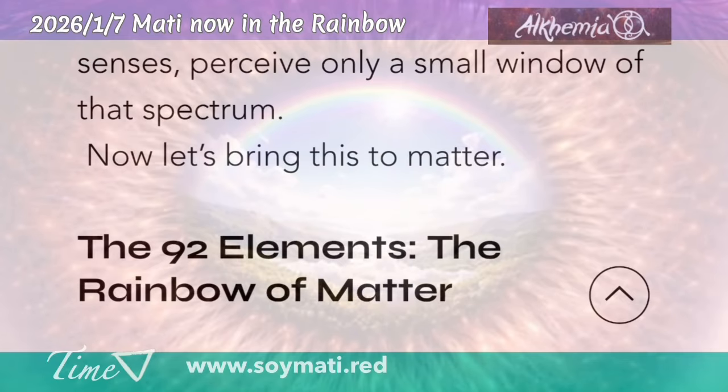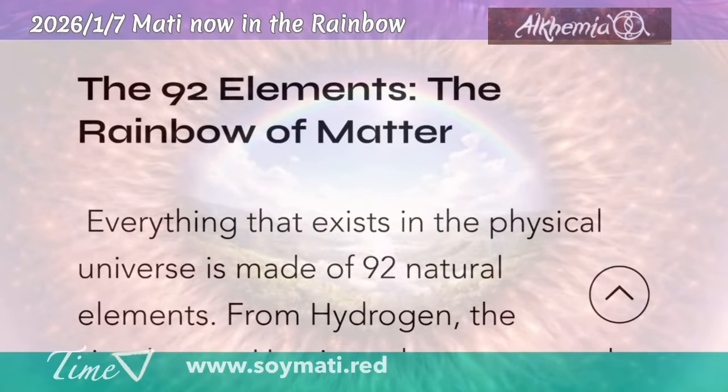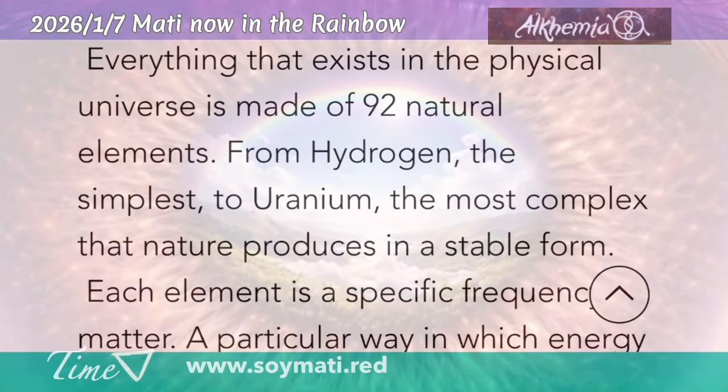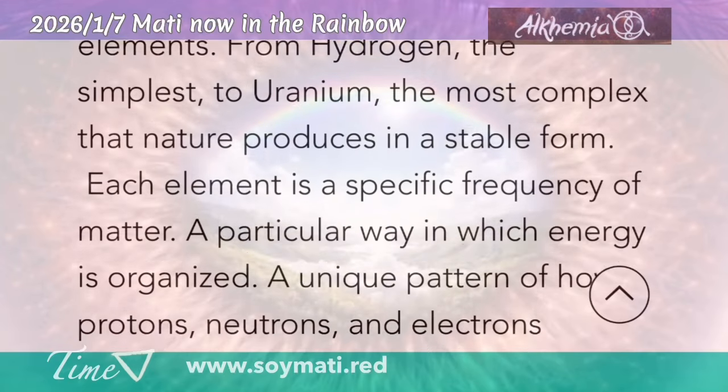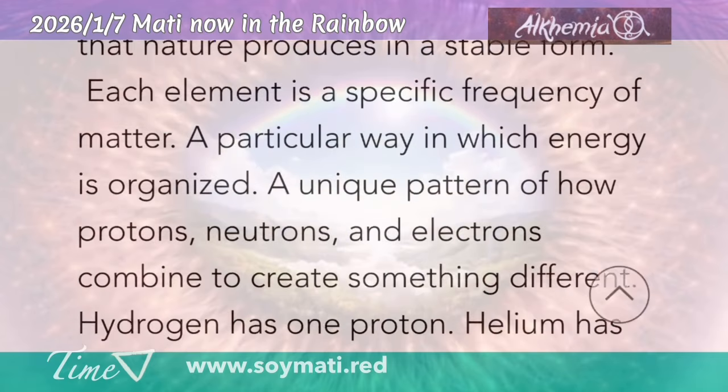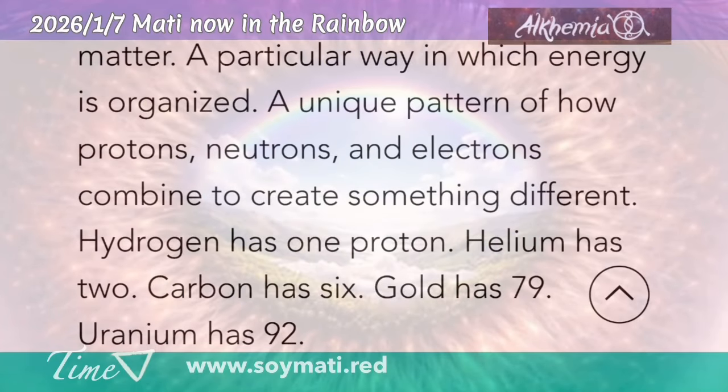Now, let's bring this to matter, the 92 elements, the rainbow of matter. Everything that exists in the physical universe is made of 92 natural elements, from hydrogen, the simplest, to uranium, the most complex that nature produces in a stable form. Each element is a specific frequency of matter, a particular way in which energy is organized, a unique pattern of how protons, neutrons, and electrons combine to create something different.